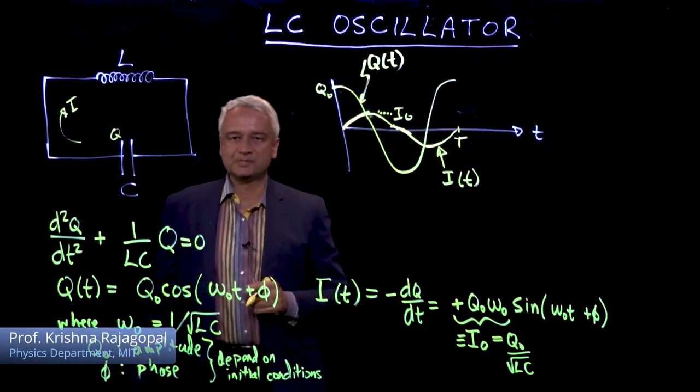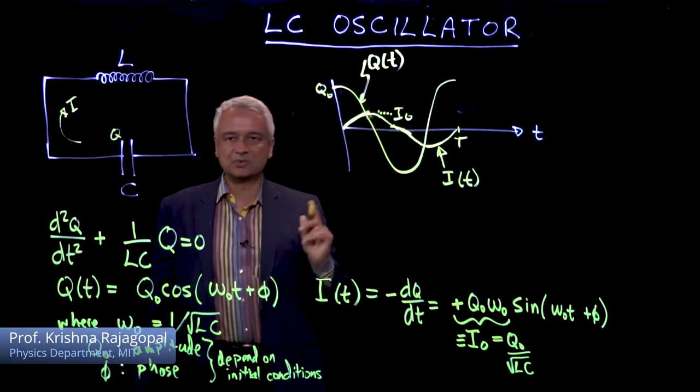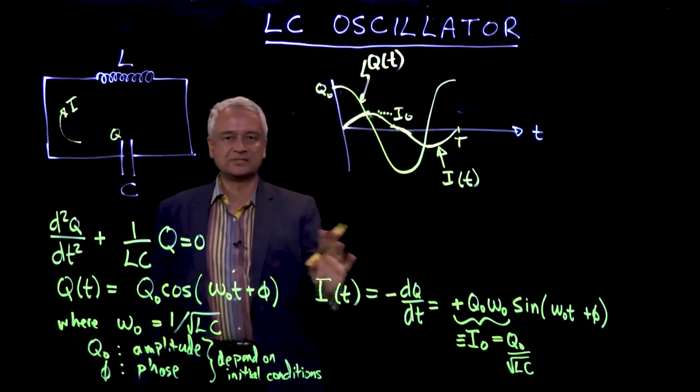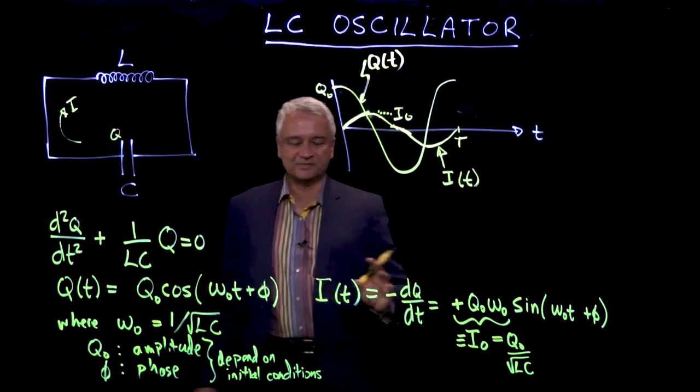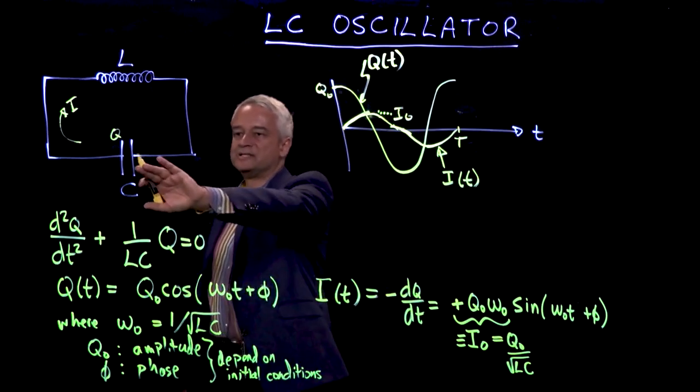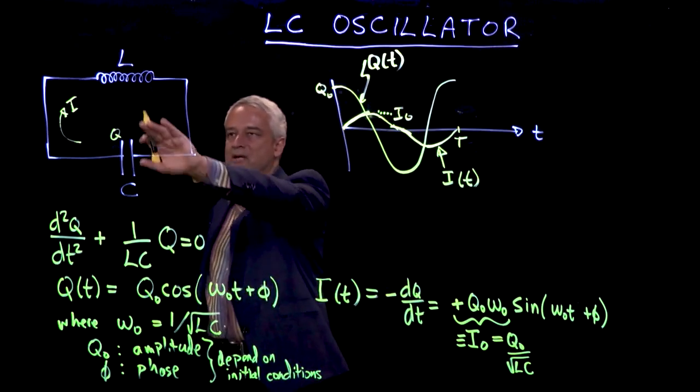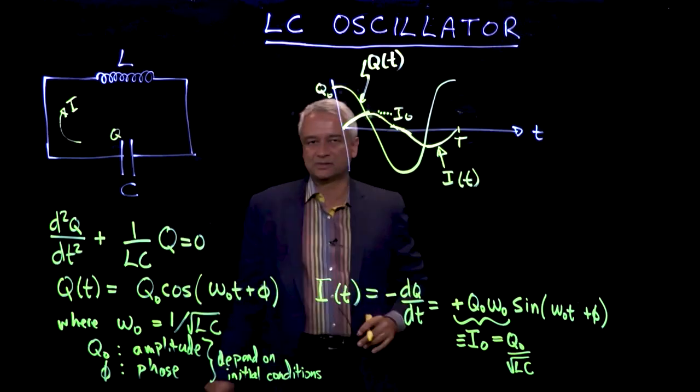The last thing I want to do is check the energies. So let's work out what the electric field energy is for this solution, and what the magnetic field energy is for this solution. The electric field energy is the energy stored in the capacitor, and the magnetic field energy is stored in the inductor. Let's work out what they are.